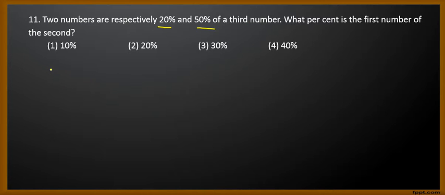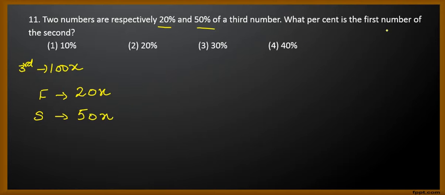Assume the third number to be 100x. Then what is the first number? The first number is equal to 20% of 100x, which is equal to 20x. What will be the second number? It is 50% of the third number, that is nothing but 50x.